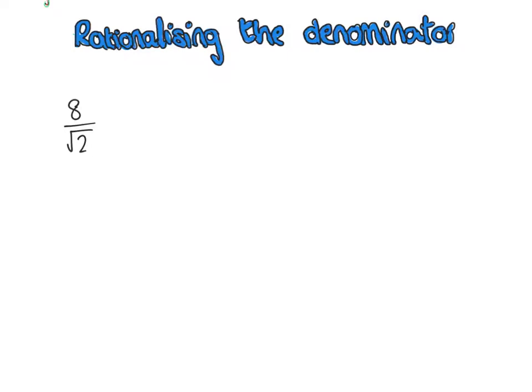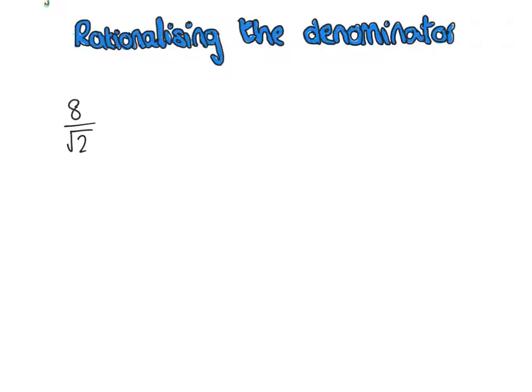So, rationalising the denominator, what do we mean by that? Rationalising means making a number a rational number, i.e. not an irrational number. Irrational number being a surd in this context, and the denominator of a fraction is the number on the bottom. So we know we've succeeded when we've got a number on the bottom that is not a surd. How do we get rid of this surd on the bottom?